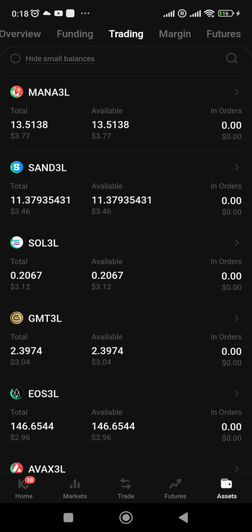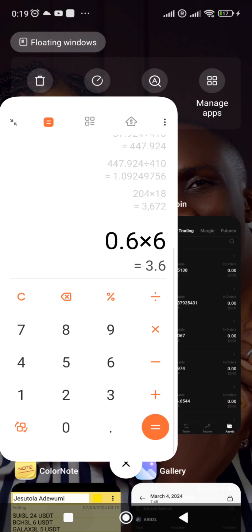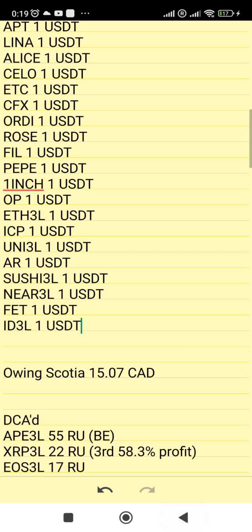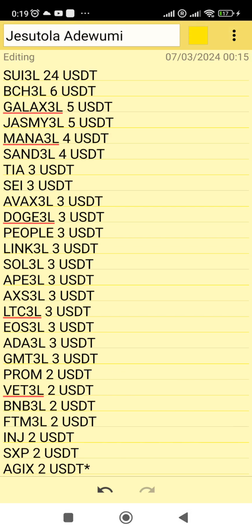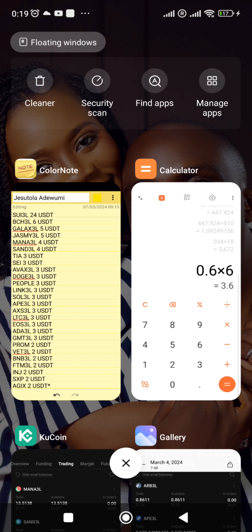All right, now sometimes I cram like 3 or 4 coins or 5 at a time and check the list. So Mana, Sand, Sol, GMT. All right, I'll look for Mana, Sand, Sol, and GMT on my list. Mana is 4, Sand is 4, Sol is 3, GMT is 3. Okay, Mana and Sand are 4, GMT and Sol are 3.